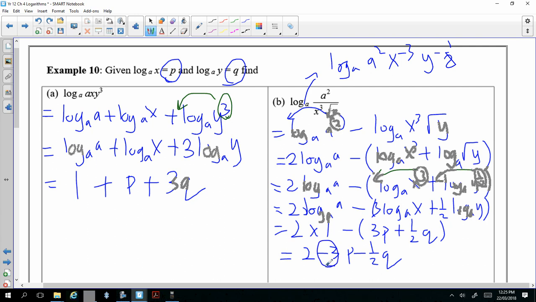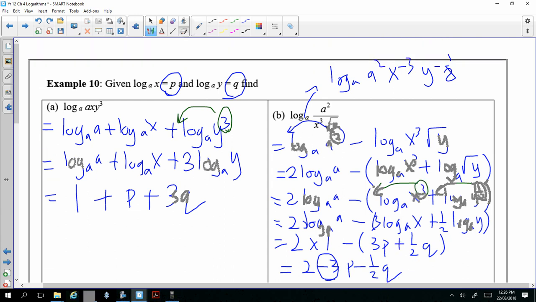Well, because if you split this, you get 2 log a, but then you get plus log a x to the power -3. That -3 you bring to the front, it becomes -3. So plus. Yeah, all right, okay. Does that make sense, or can you see why that worked?